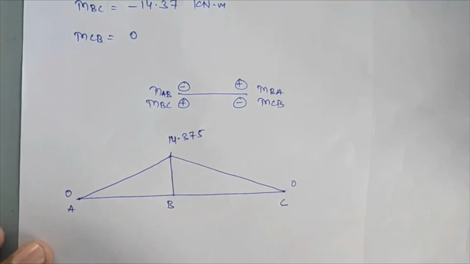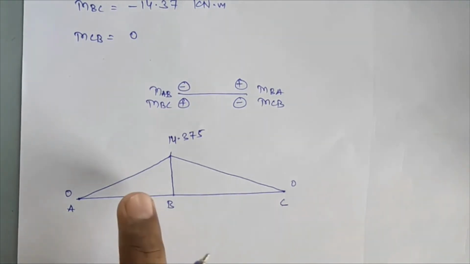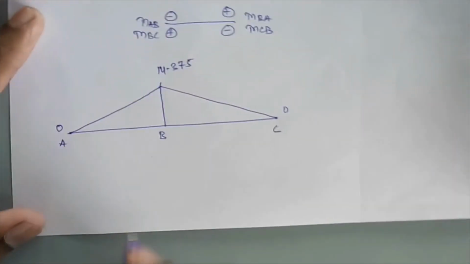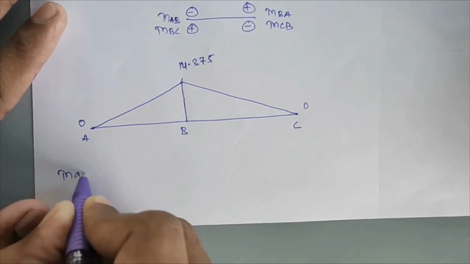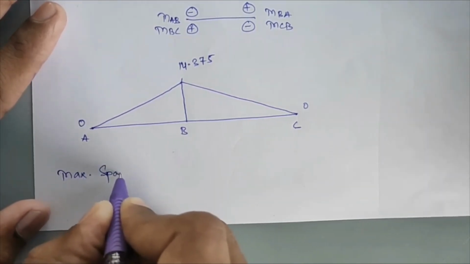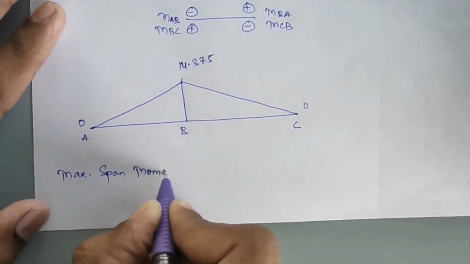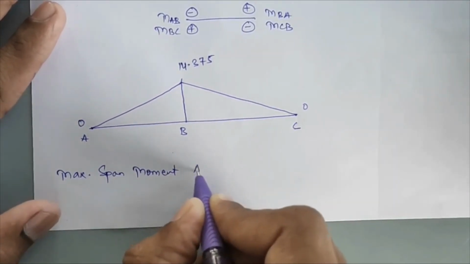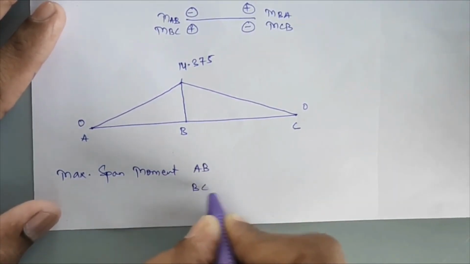What is BMD by superposition? Your support moments are superimposed on the span moment. So the span moments are remaining, so we will calculate those. Maximum span moment for AB and for BC.